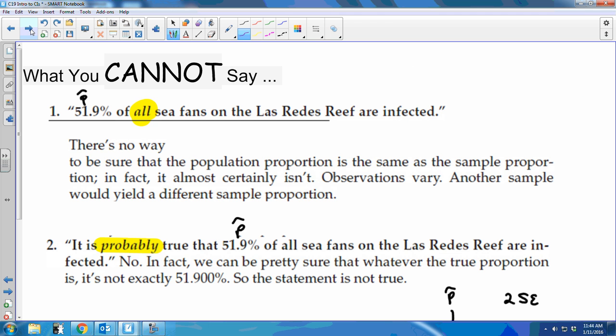All right. So here are some things you can't say. 51.9%, which was just their sample proportion, of all sea fans on this reef are infected. Do we know that 51.9% of every single sea fan on the reef is infected? No. You know 51.9% of the sample you took is infected. So be careful what you say. Make sure you're talking about specific populations. Your sample, the actual population, what are you actually referring to?